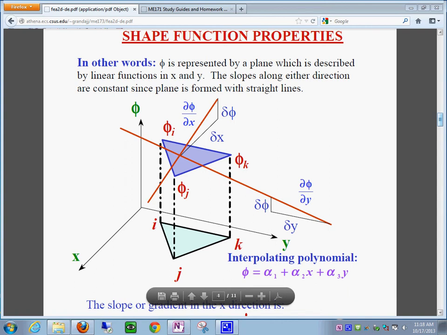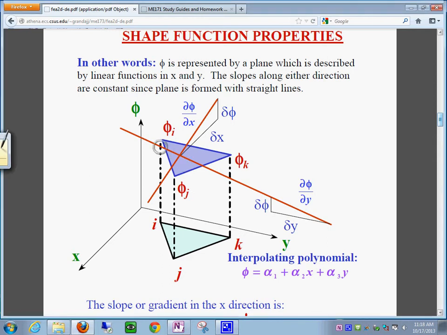We're going to see the shape function properties now. The shape function properties, as you see in here, are based on some really graphical representation that allows us to see what's going on with the solution. Here's the finite element in this light blue one, and the dark blue one is the solution phi.